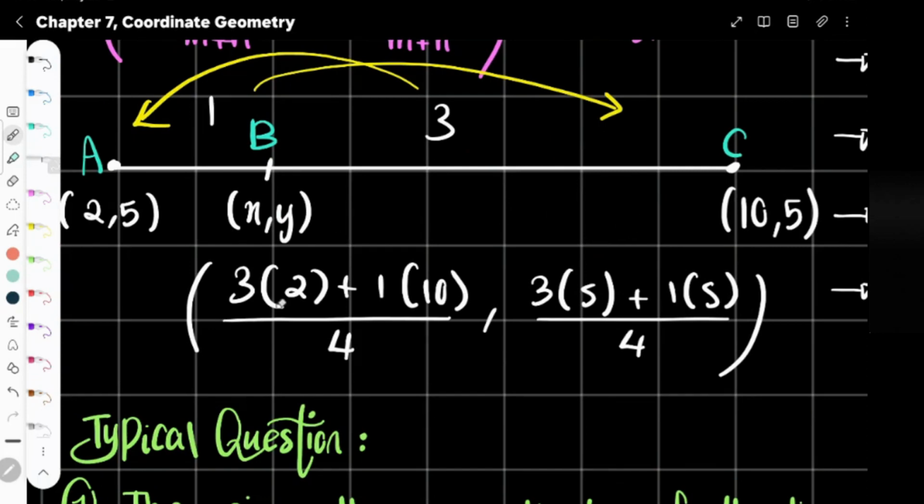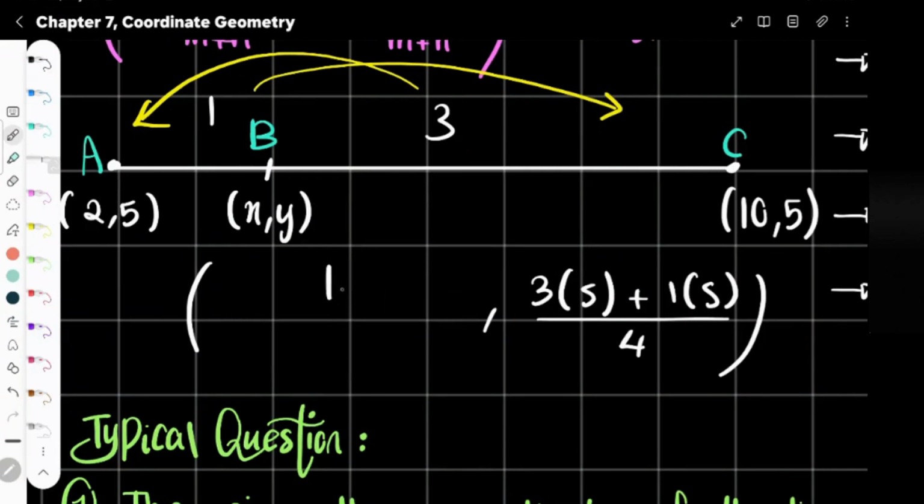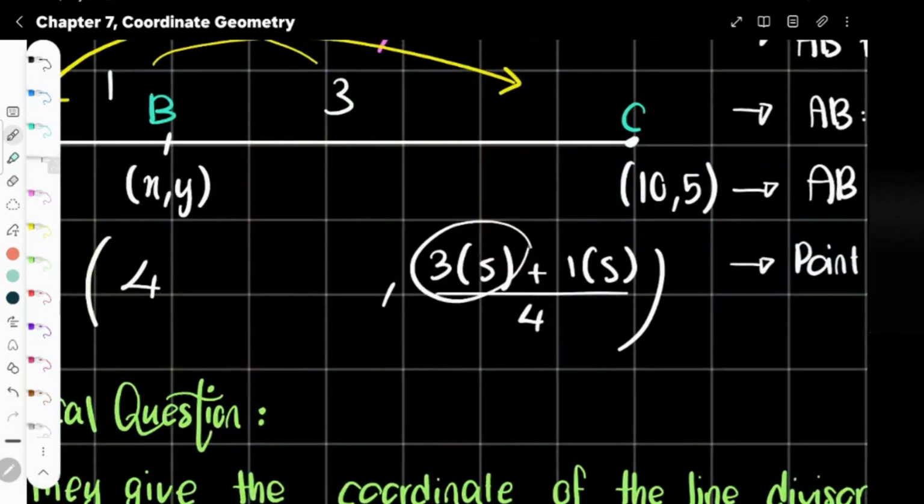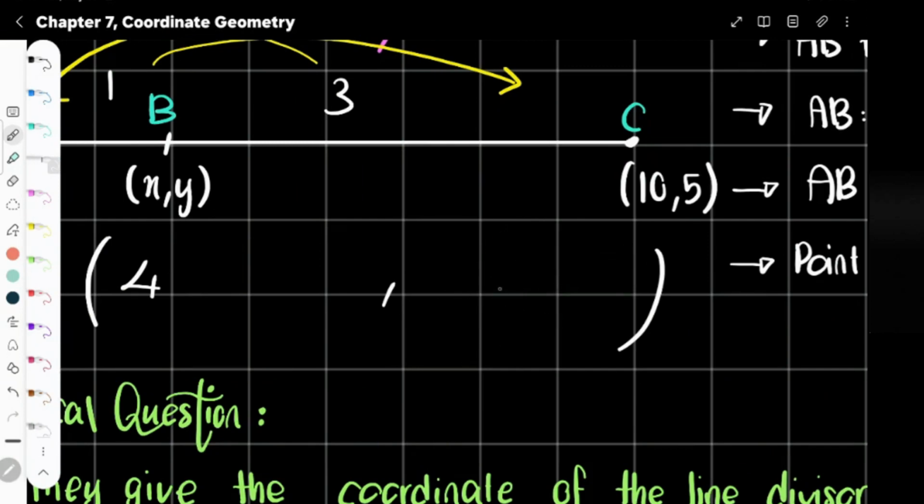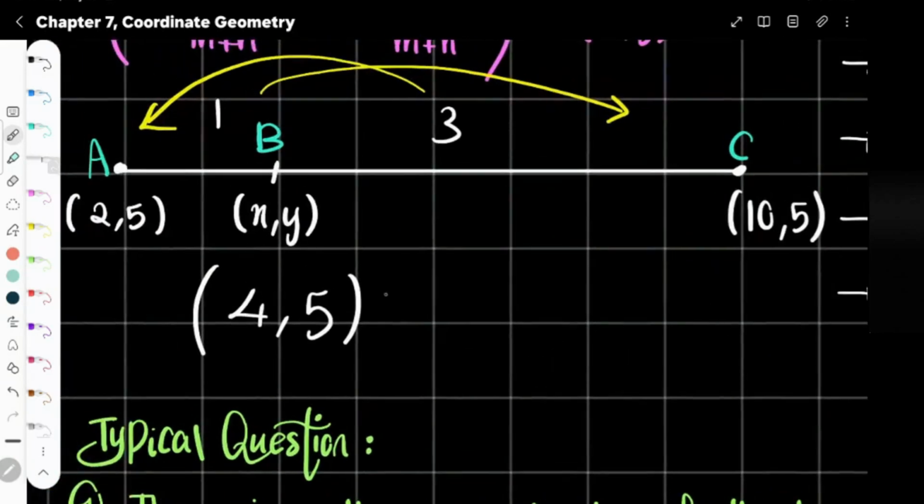So let's solve them one by one. 3 times 2 is 6, plus 10 is 16. And then 16 divided by 4 is 4. Now 3 times 5 is 15, plus 1 times 5, which is 5. So it will be 20. And then 20 divided by 4 is 5. It will become 4, 5. So the coordinate for this line divisor will be 4, 5. See, very simple.